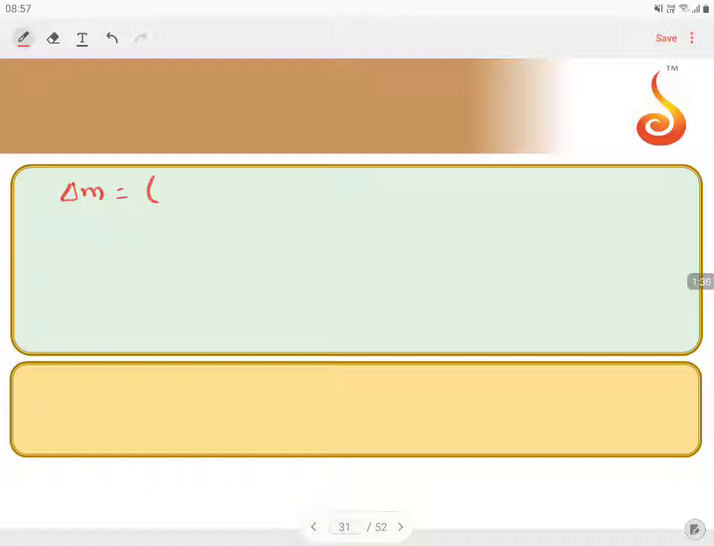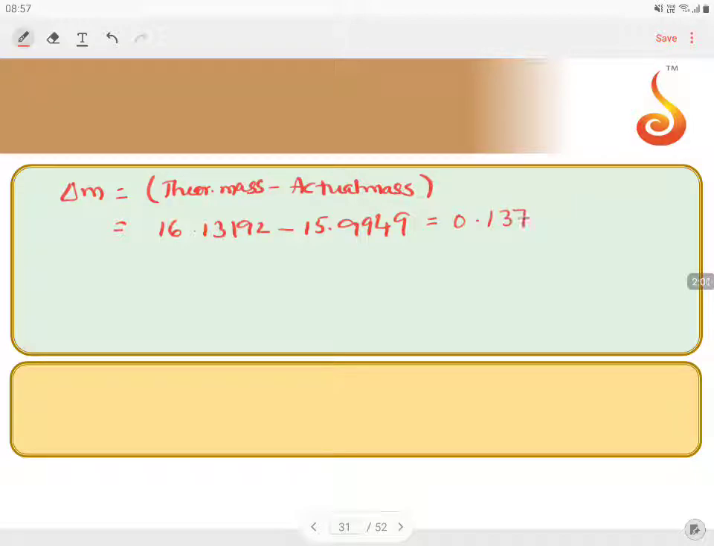Delta M can be calculated as theoretical mass minus actual mass. This is a simple logic. Theoretical mass, we got 16.13192 minus actual mass given 15.9949, which will be equivalent to 0.13702 AMU. So now we have the data exactly with us.